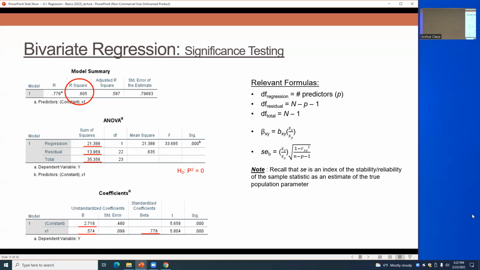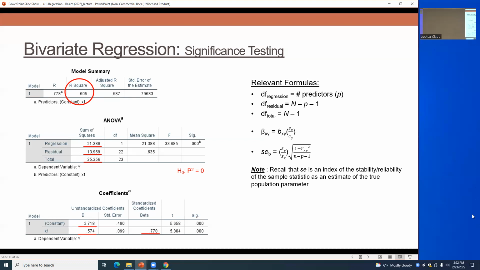Now, if I drop down to my coefficients, okay, I've got here my unstandardized coefficients. This is that B, okay? And what I've got is a constant value of 2.718, and a slope, or unstandardized regression coefficient, of 0.574.